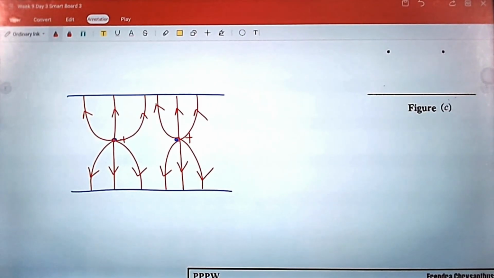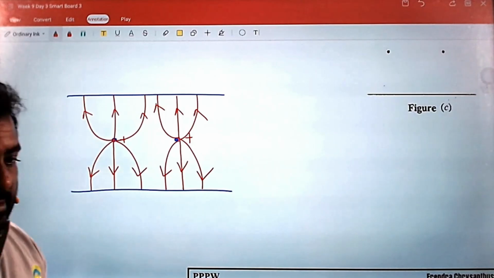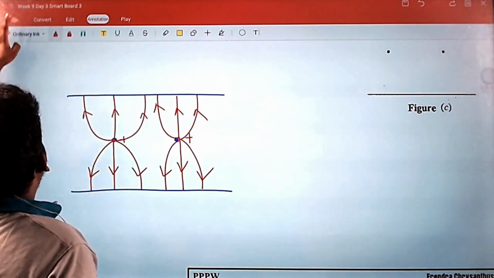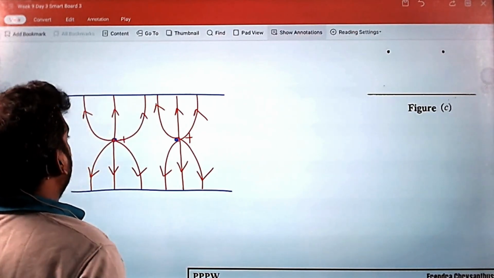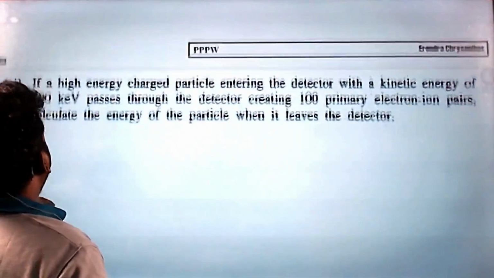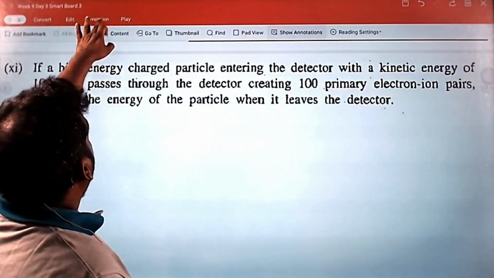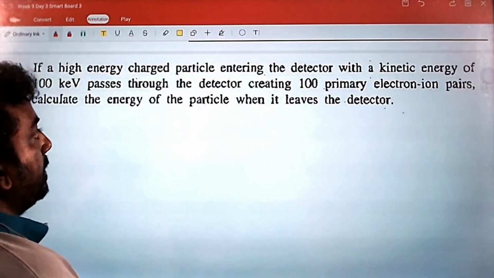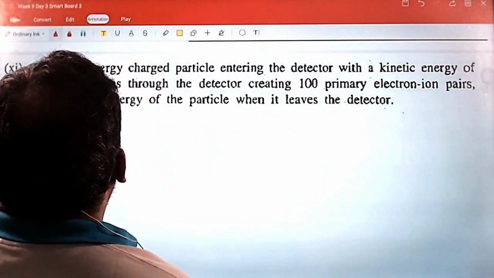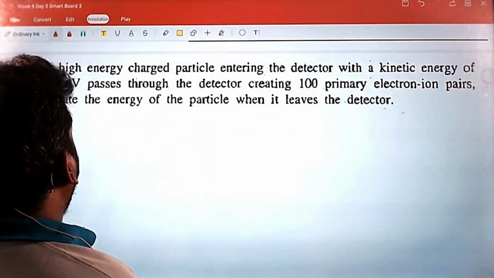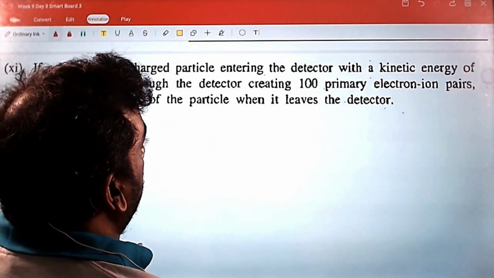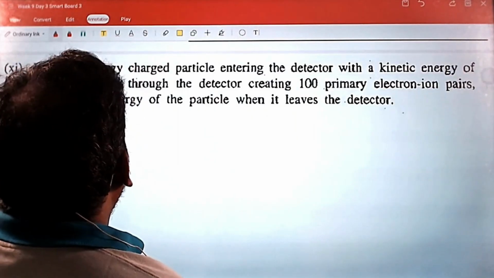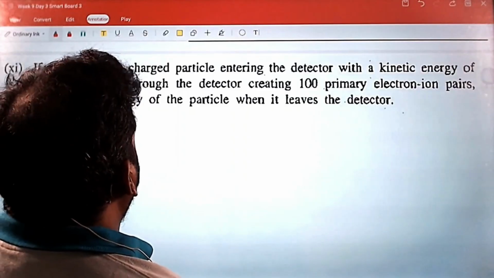Okay. Right. So minimum around 3 field lines drawn. If a high energy charged particle entering the detector with kinetic energy of 100 keV passes through the detector containing 10^5 electron ion pairs, calculate the energy of the particle when it leaves the detector.